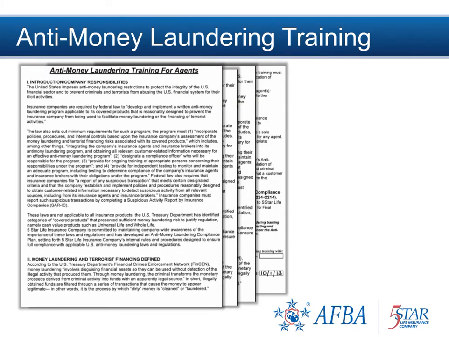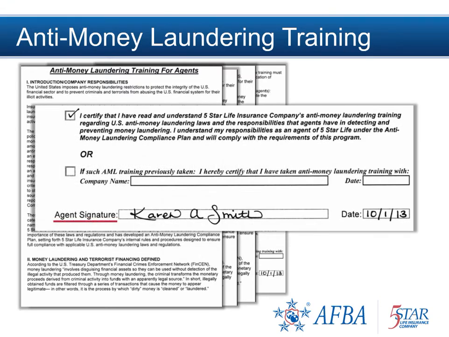The next form is the Anti-Money Laundering Training. By accepting the role of an agent for AFBA and 5-star, you accept the duties and responsibilities to comply with the anti-money laundering policy and procedures. Please review all sections and certify you have read and understand the laws and responsibilities by checking the box, then sign and date in the area provided.